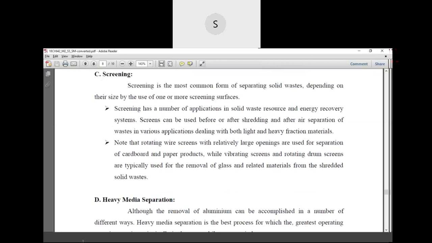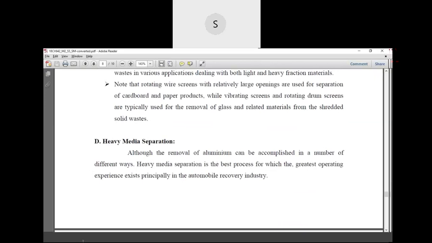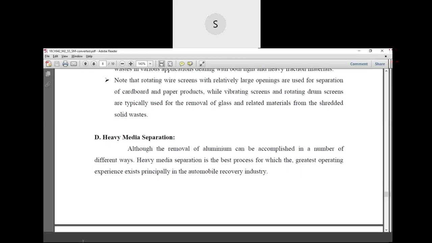Heavy media separation is also in use. Although the removal of aluminum can be accomplished in a number of ways, heavy media separation is the best suited process for this kind of waste. The greatest operating experience exists principally in the automobile recovery industry.